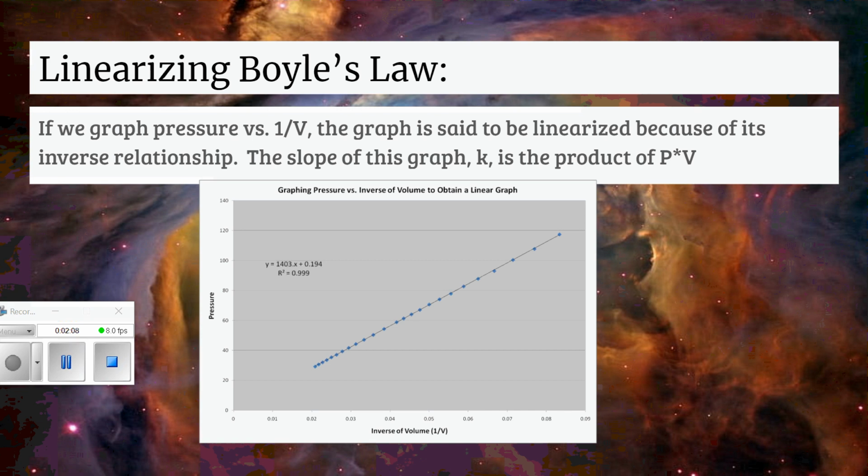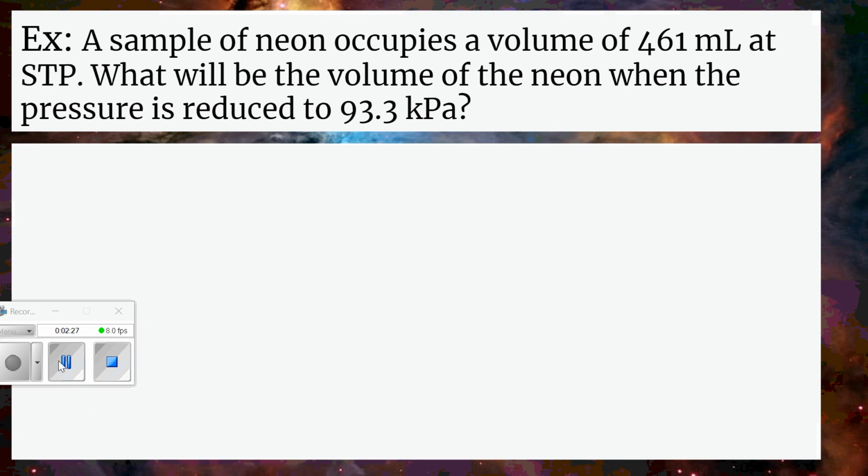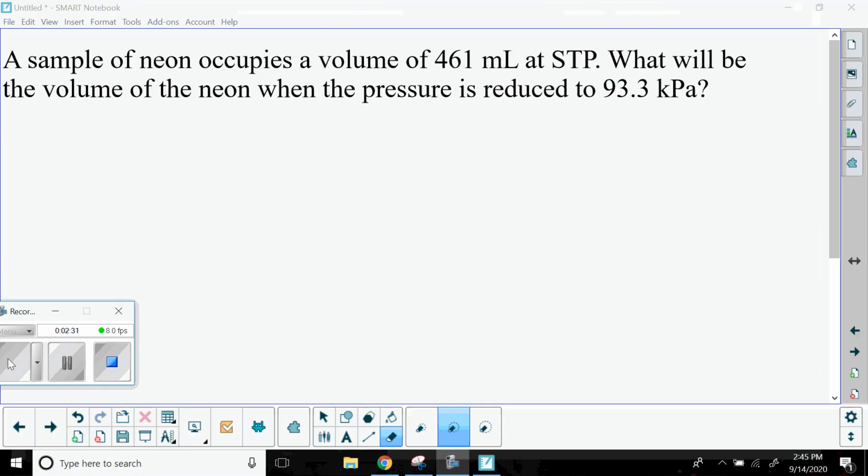When we do that, we can find the slope, and the slope will give us the constant, and in this case the constant's called k. So I wanted just to show you that because that's the only time we have to do this with these gas laws. This is for Boyle's Law. We're going to take a pause here so I can jump screen so I can show you your example.